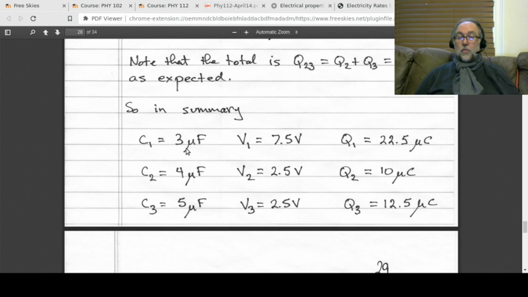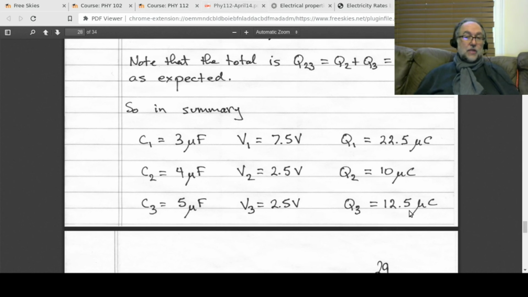The 3 microfarad capacitor had a potential drop of 7.5 volts across it, and it accumulated 22.5 microcoulombs of charge. The 4 microfarad had a potential drop of 2.5 volts, and it accumulated 10 microcoulombs. The 5 microfarad had a voltage drop across it of 2.5, and it accumulated 12.5 microcoulombs.